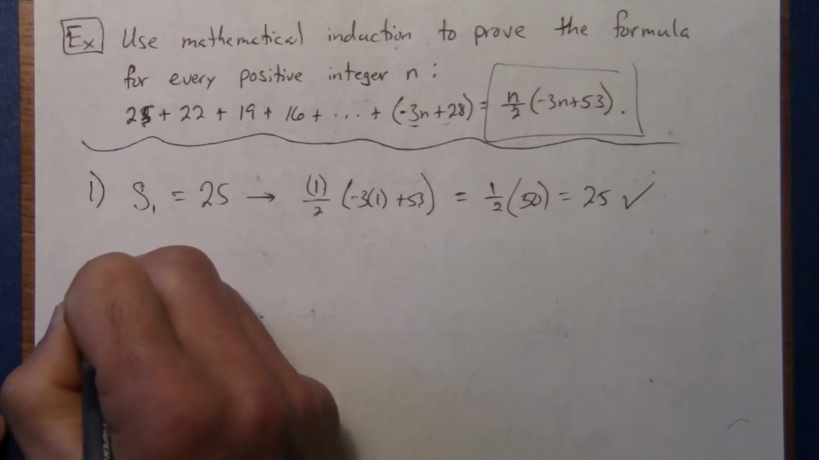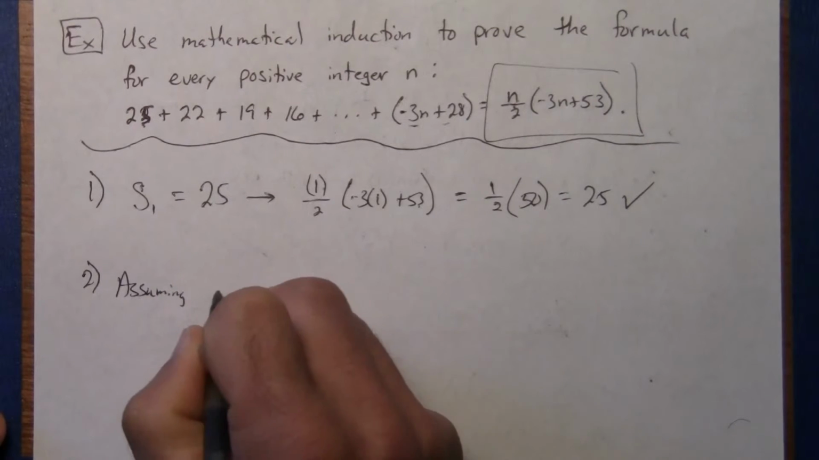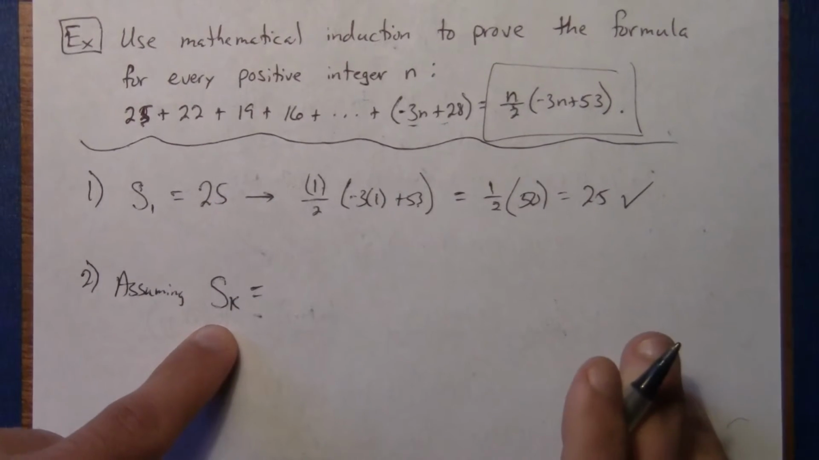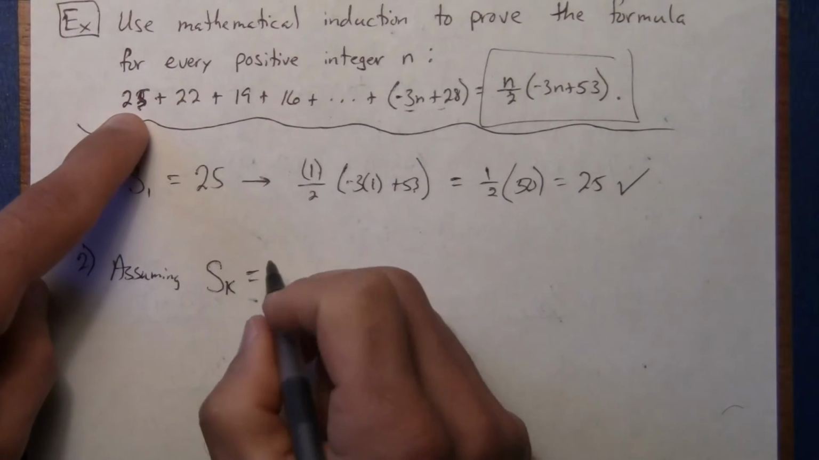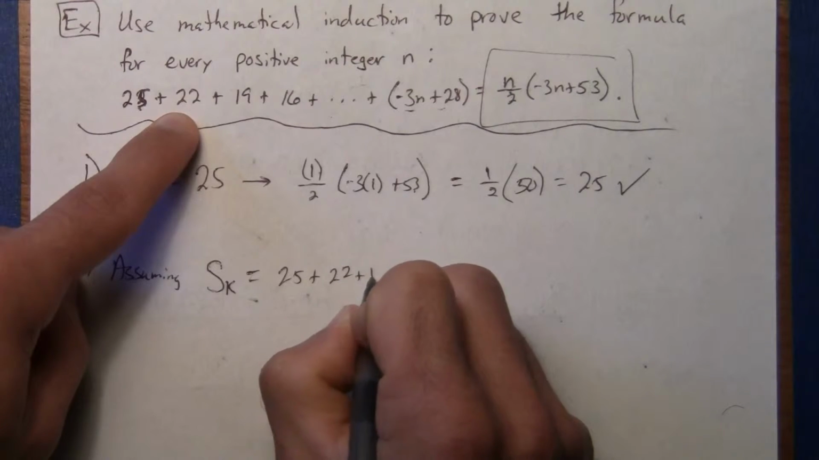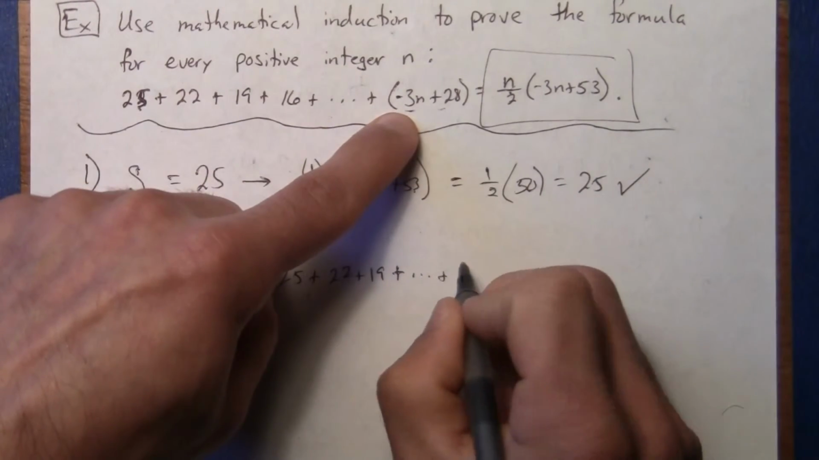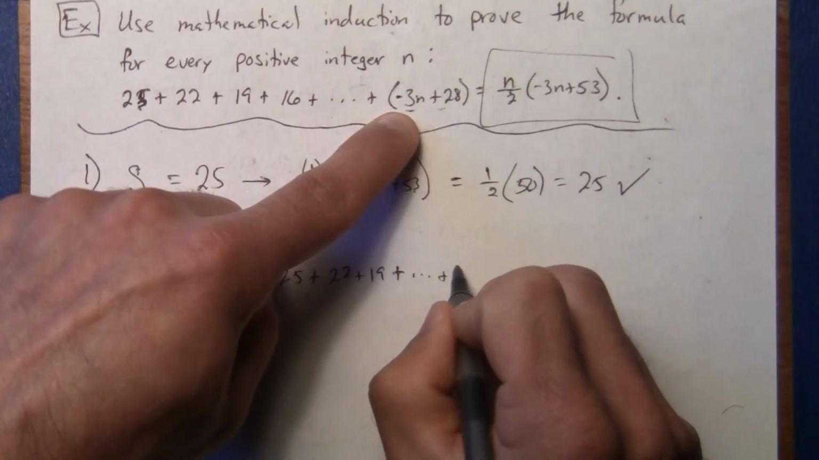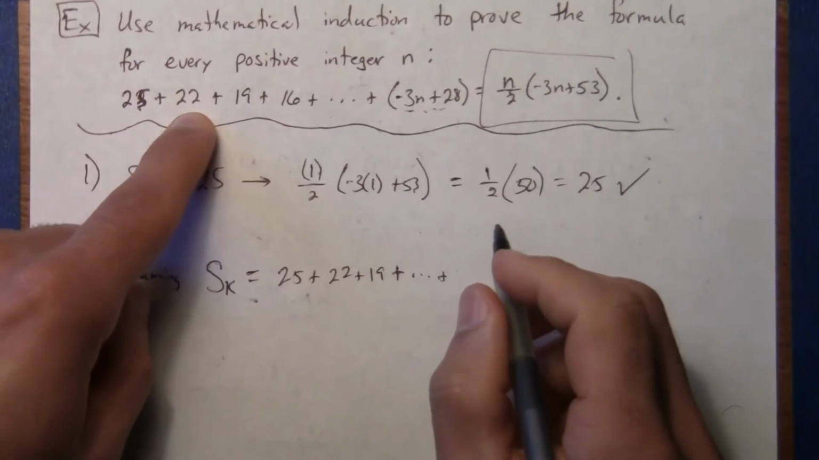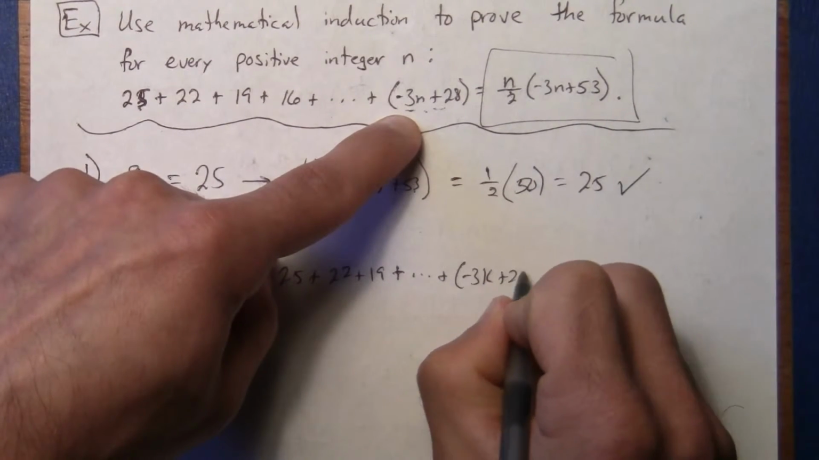Now the second one, I have to assume, so assuming that S sub k is equal to, now remember what S sub k stands for, it's the sum of the first k numbers, so there's the first number, second number, third number, so on. Here's the k number. Now that means I'm plugging k in, because remember, to get 22 I would plug 2 into this formula. That's where that's coming from. So if I plug k in, it's negative 3k plus 28.